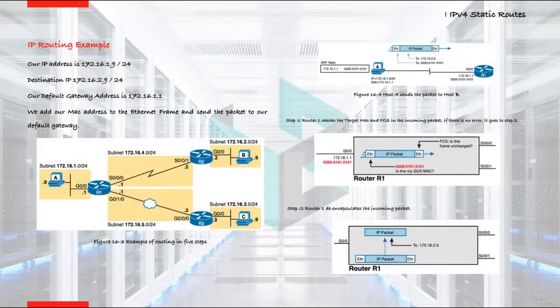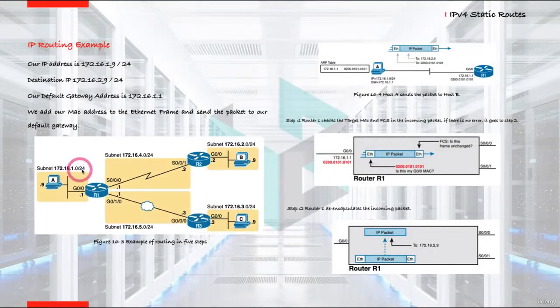In our example here we have the subnets 172.16.1.0, 172.16.2.0, and here is 172.16.3.0. Host A, 172.16.1.9 here, will send to user B. Our default gateway IP here is 172.16.1.1. Let's take a look at what happens when our user here sends the packet.